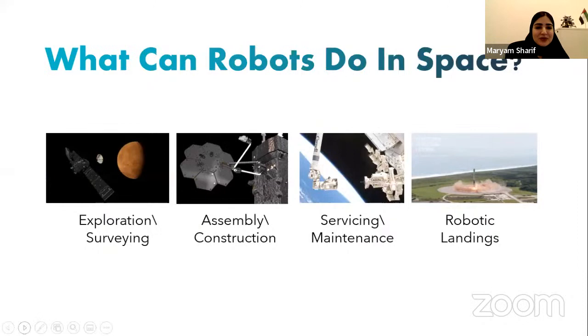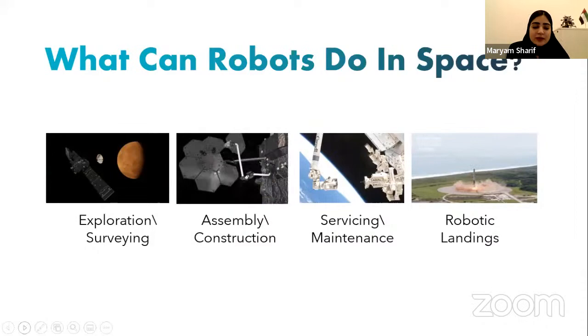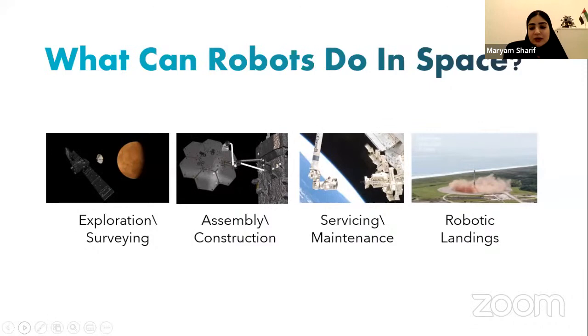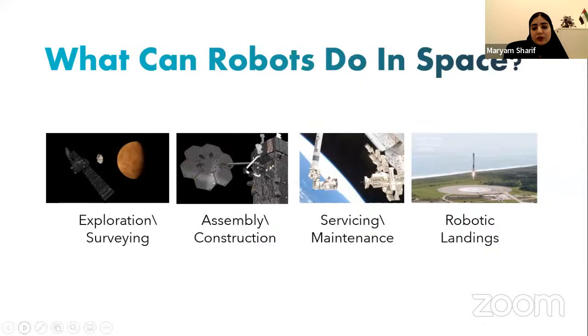Okay, so what can robotics do in space? Robotics can do a lot of things in outer space, such as exploring and doing surveys, assembly, construction, servicing and maintenance, as well as there's an interesting thing about robotic landings. As you can see here on the right, we have the SpaceX rocket that, once it was launched to space, can return to a specific location and can be reused, and all of that using a robotics system.